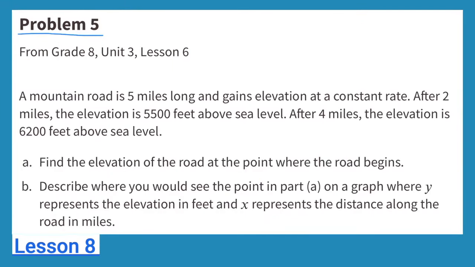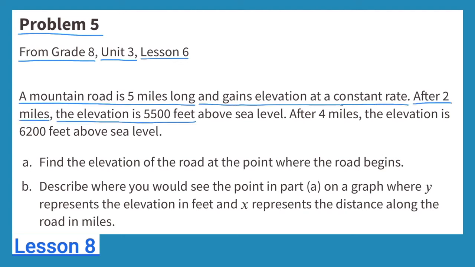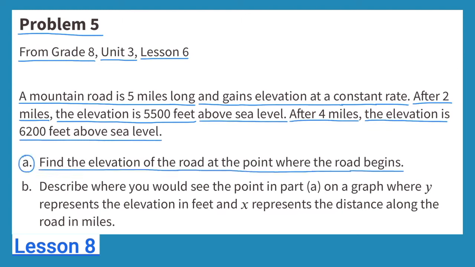Problem number 5 from 8th grade, Unit 3, Lesson 6. A mountain road is 5 miles long and gains elevation at a constant rate. After 2 miles, the elevation is 5,500 feet above sea level. After 4 miles, the elevation is 6,200 feet above sea level. A. Find the elevation of the road at the point where the road begins.